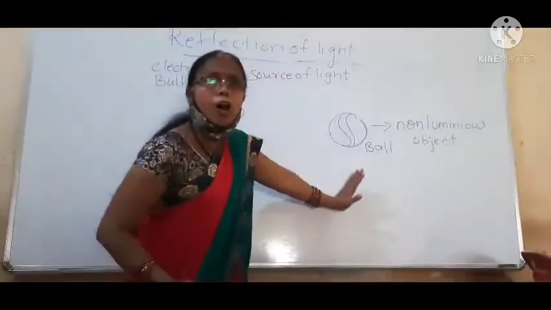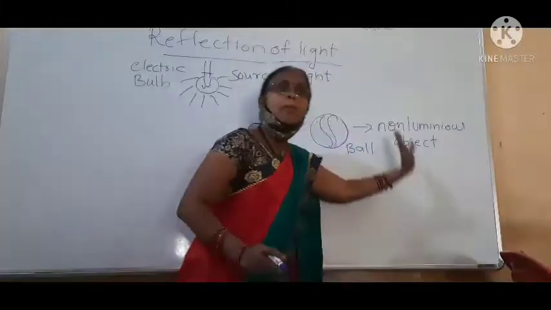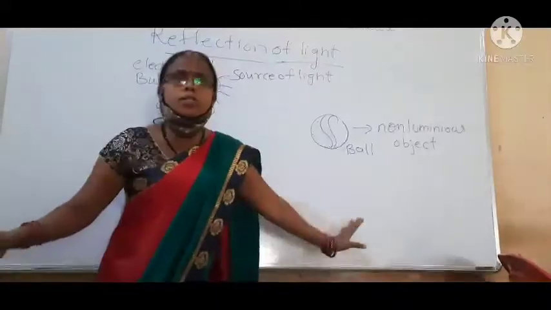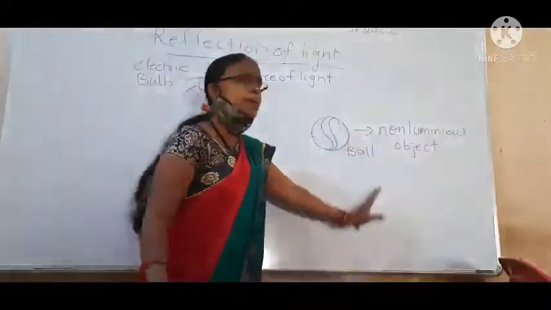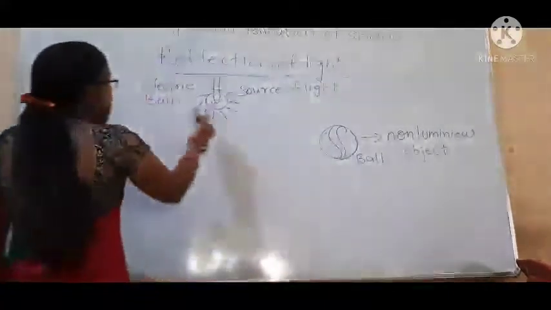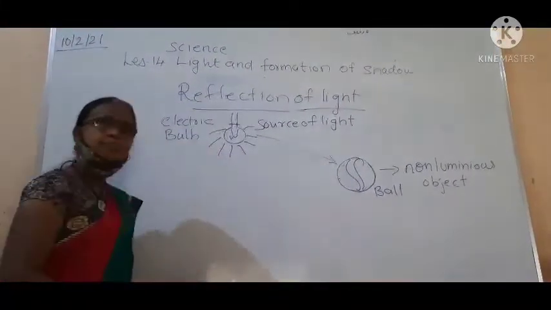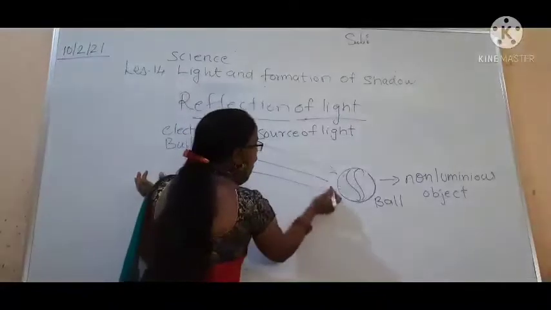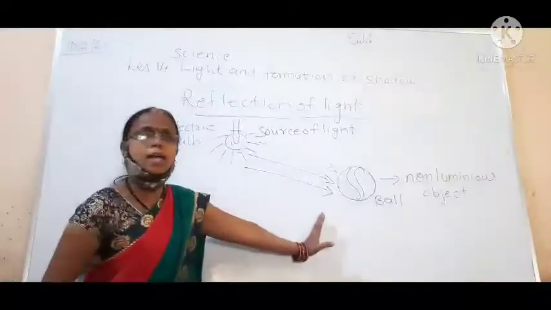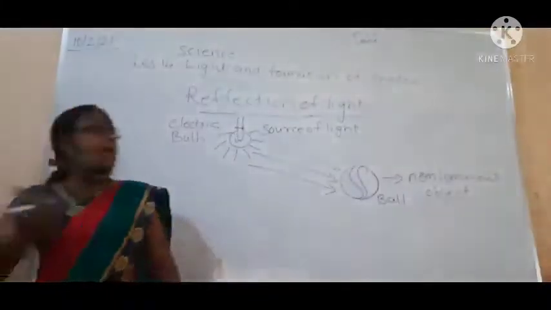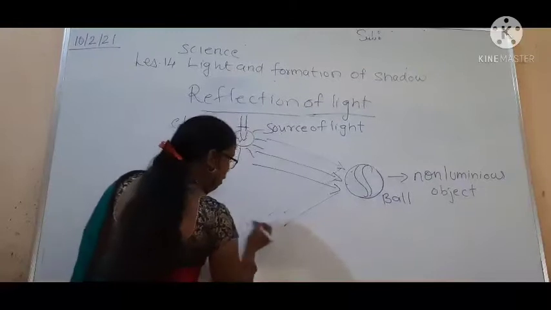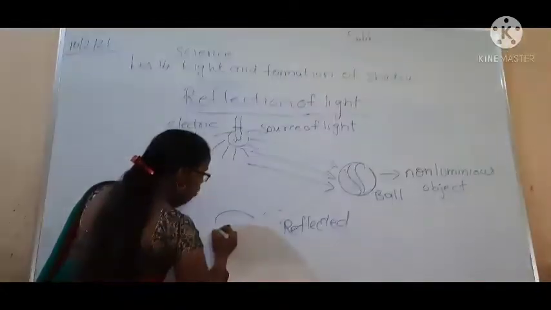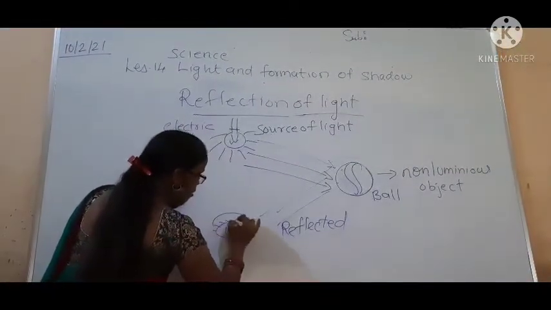What about the ball? The ball is a non-luminous object. It does not give light. It is not a source of light, so it is said to be a non-luminous object. The rays of light fall on the ball, the object, and these rays get reflected to our eyes.